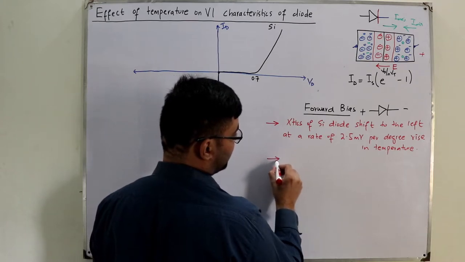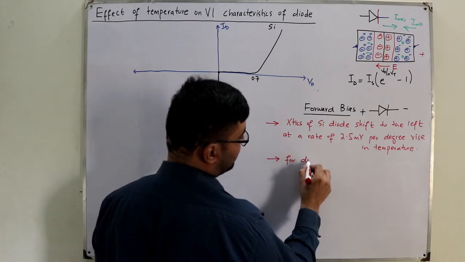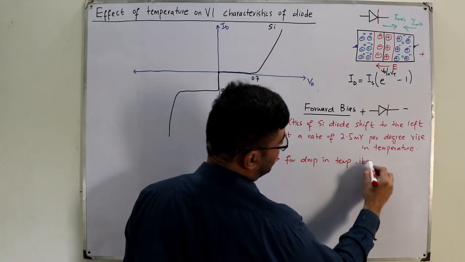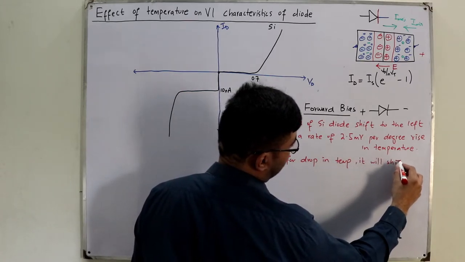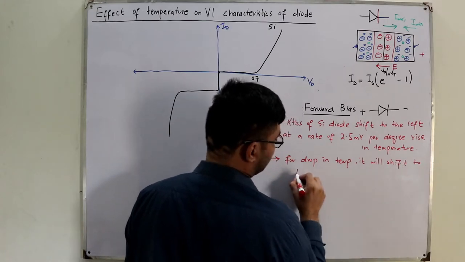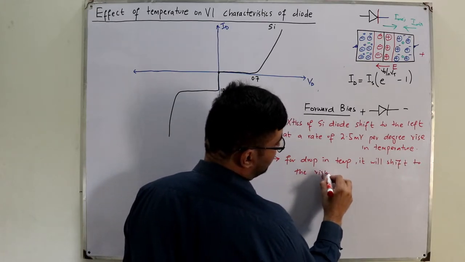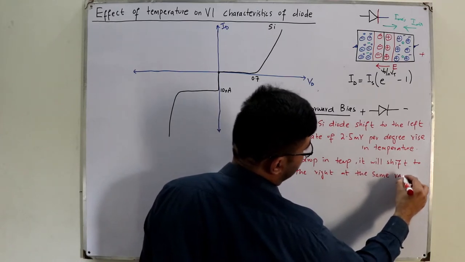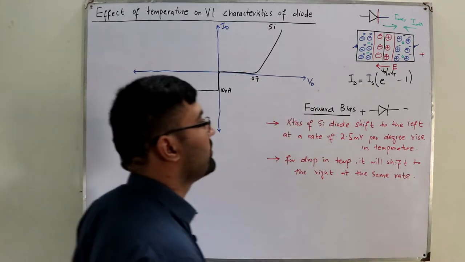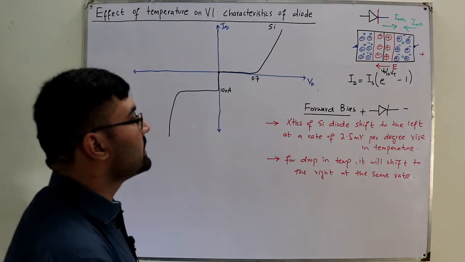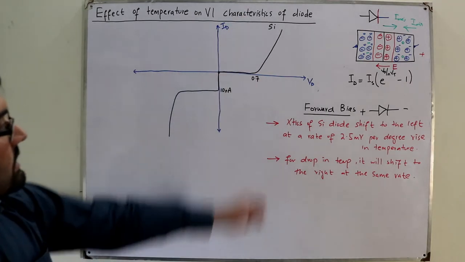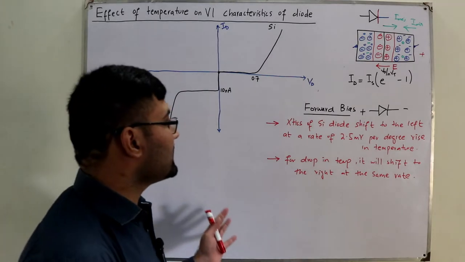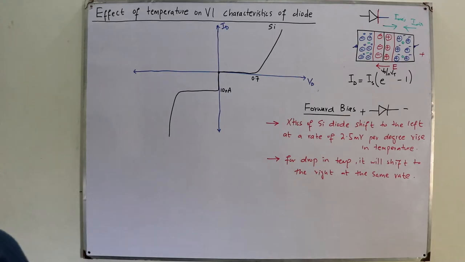and this would be the second: for drop in temperature, it will shift to the right. At what rate? At the same rate, 2.5 millivolts per degree change in temperature. Now this 0.7 that I've shown is at room temperature, which means at 25 degrees centigrade.